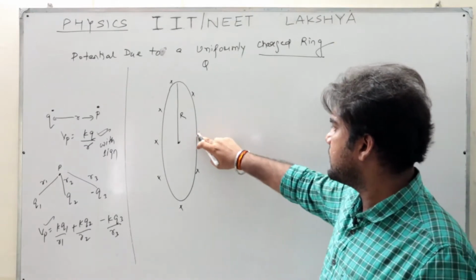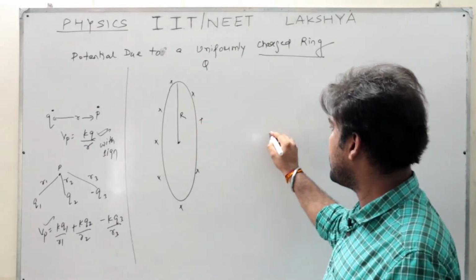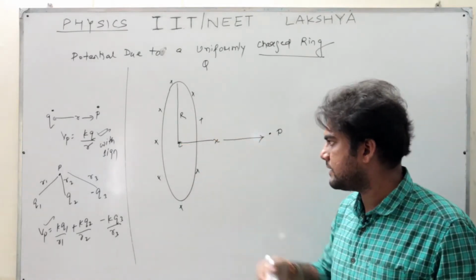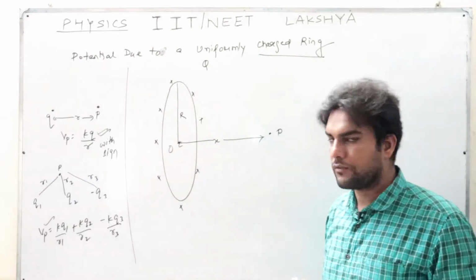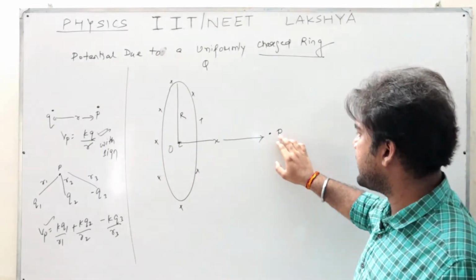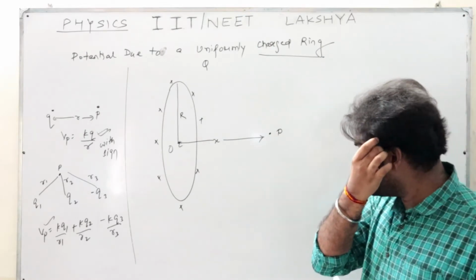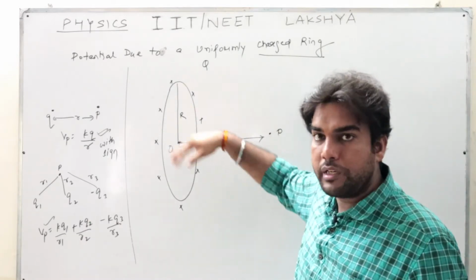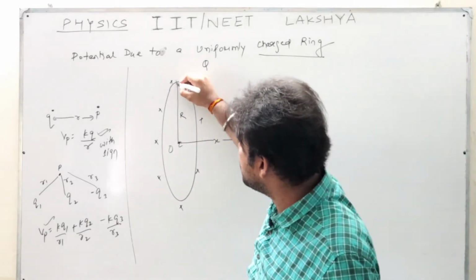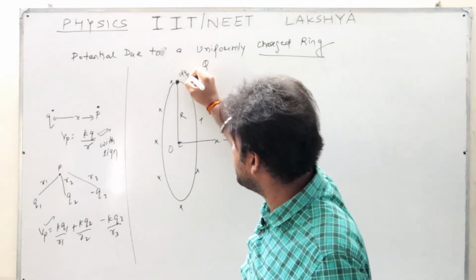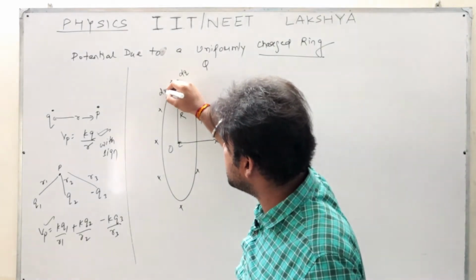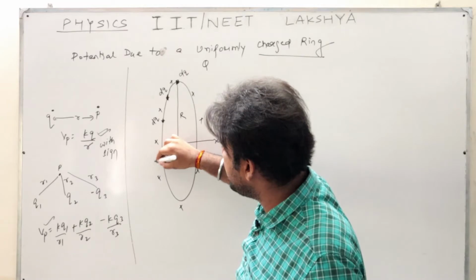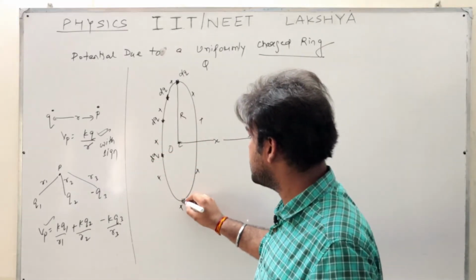Now we need to find the potential at any point p on the axis of the ring, which is at a distance x from the center of the ring. This is the center of the ring, and we need to find the potential at point p. So what we can do here is, since charge is uniformly distributed, I will take a small charge dq. I can say that this entire charge is made up of infinitely many small charges, each of which is equal to dq.